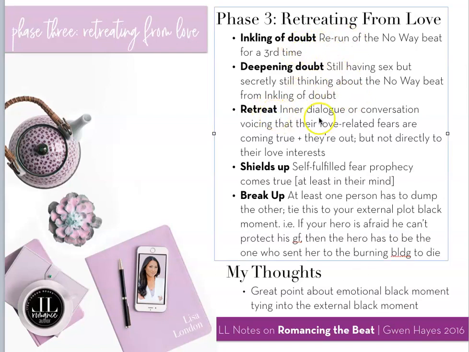The retreat, so this could be, again, them just talking to themselves or having a conversation with someone about their love-related fears, about this "no way" stuff. But they're never ever going to directly talk to their love interest, right? Because obviously that would probably just clear it all up. So the next phase is shields up. So it's kind of a self-fulfilling prophecy, right?